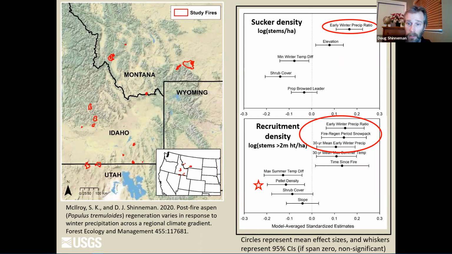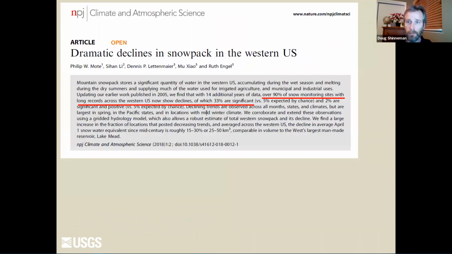And just to quickly explain, in the figures above, the variables where the mean and the confidence intervals don't cross those vertical dashed lines were considered significant effects in our models, with positive effects to the right and negative effects to the left.